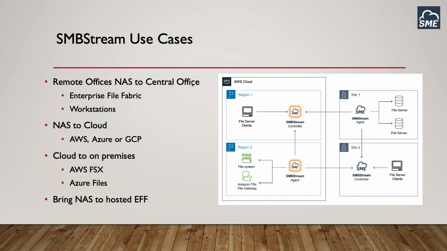Conversely, we've also seen smaller offices, or even actually some big ones, say, you know what, I'm tired of having a filer on-prem. I still want all my people on-prem, but I want to use FSx, or I want to use Azure Files or something up in the cloud as my filer. I don't want to pay that electric. I don't want to be changing hard disks, but I want to make it available in my corporate office. SMB Stream can do that as well.